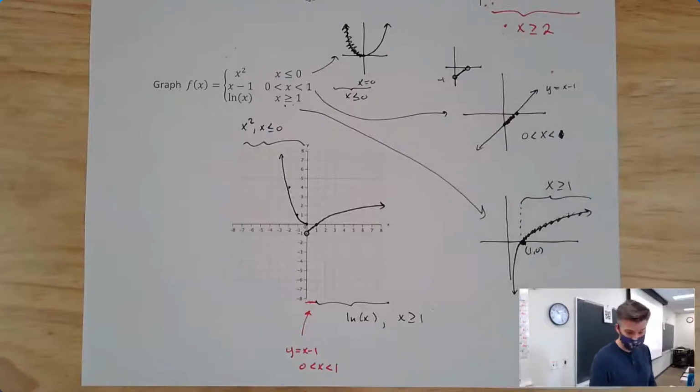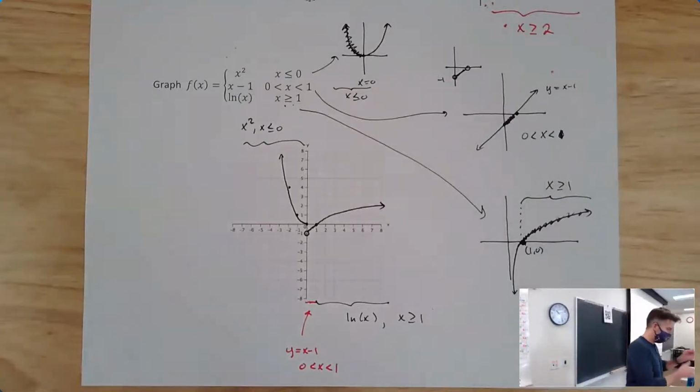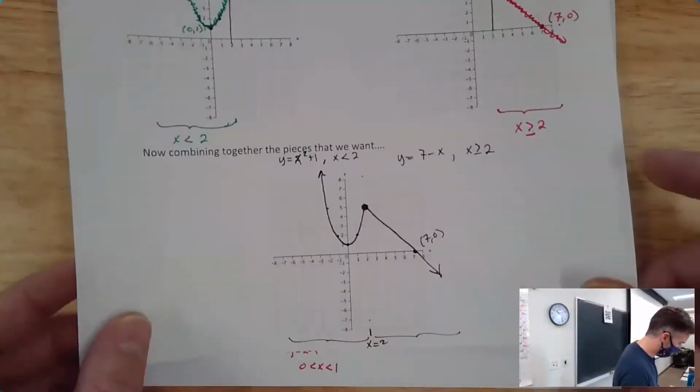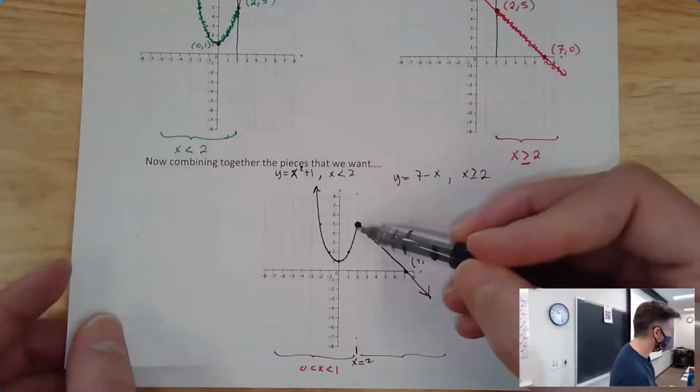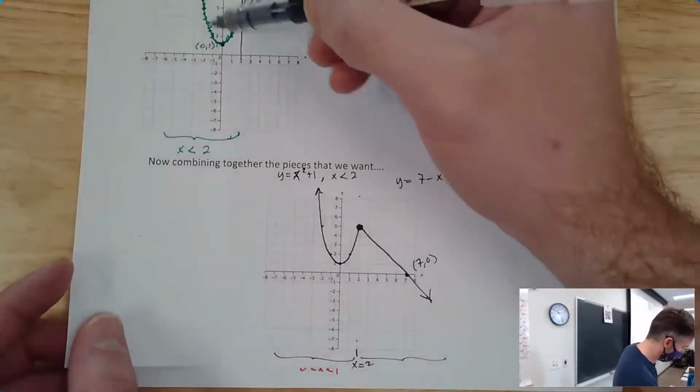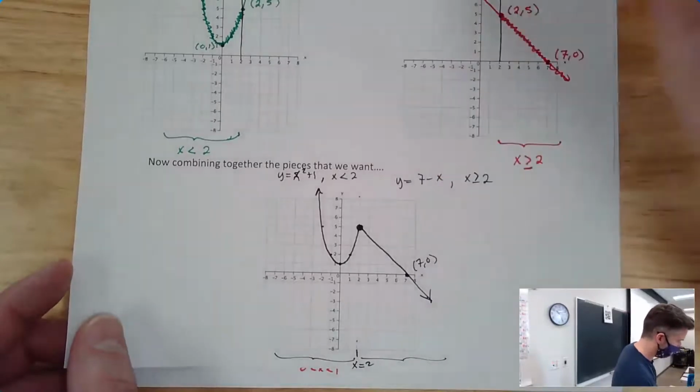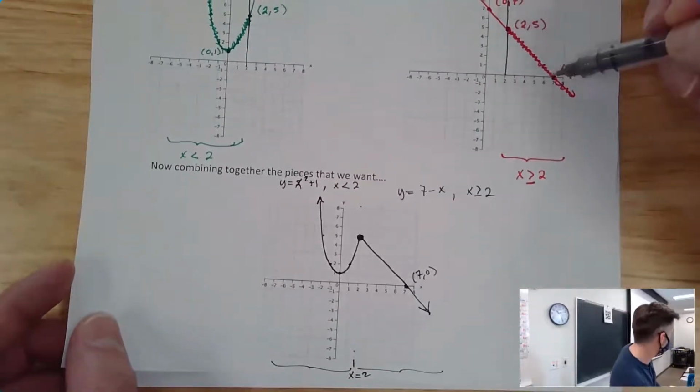It's kind of like how in the first example, when we were drawing the piecewise function here, at first we didn't have the point 2, 5 because we were missing it from the parabola, but then we filled it in from the line because the line did have the point.